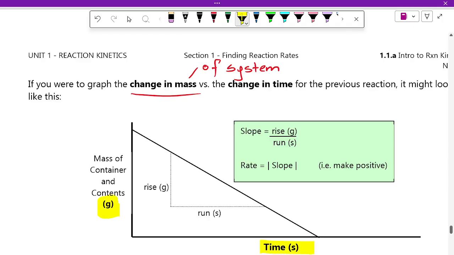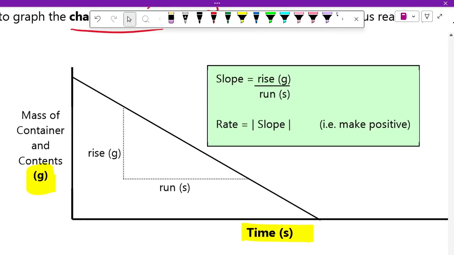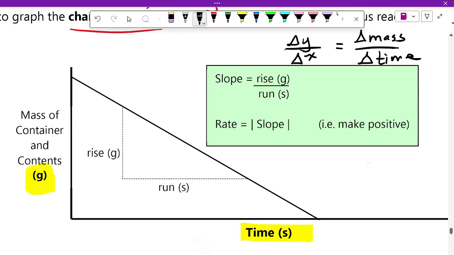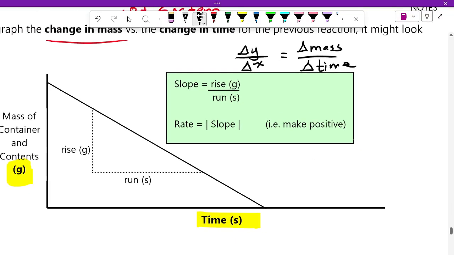And if you calculate your slope, slope is the rise over the run, it is delta y over delta x, which is delta mass over delta time. What would your units there be? Grams per second. Okay, so the unit of your slope would be grams per second. And this particular slope will give you an average rate.